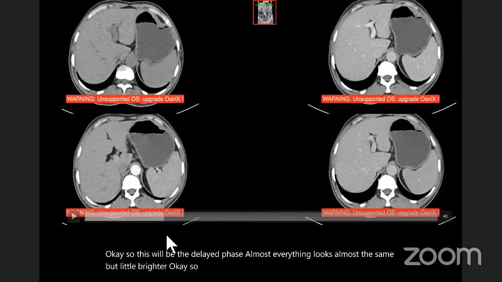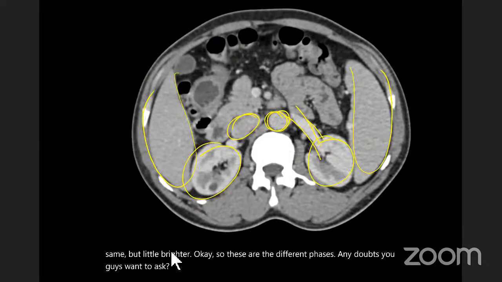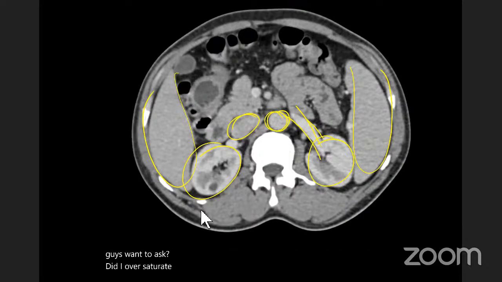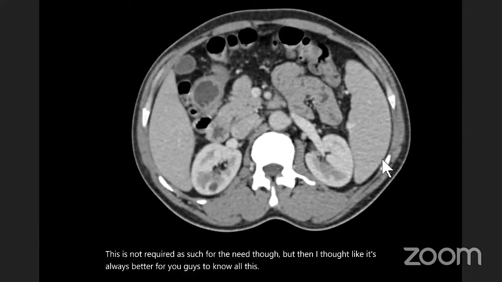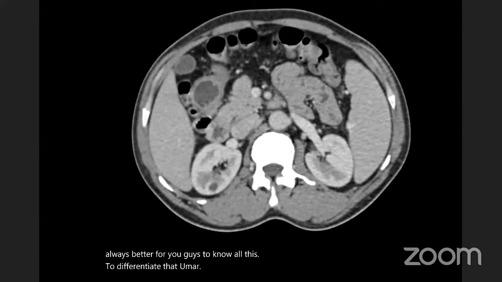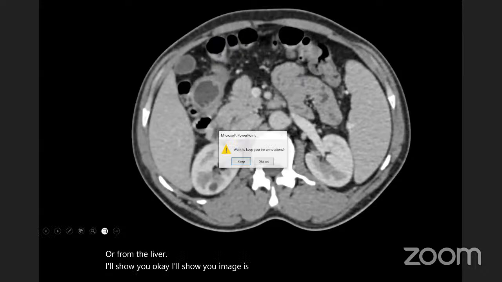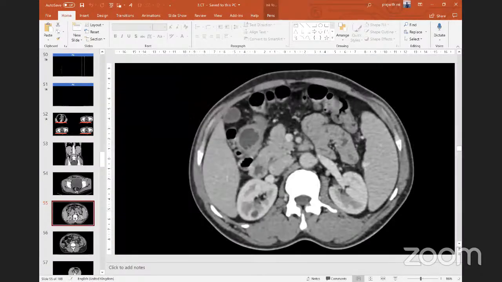Any doubts you guys want to ask? Did I oversaturate you guys? This is not required as such for the need though, but then I thought it's always better for you guys to know all this. To differentiate the tumor from the liver, I'll show you images. Okay, any other doubts? Okay, any other doubts?